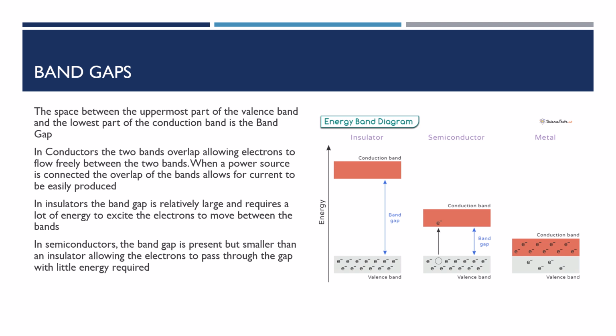However, in insulators, we can see that the band gap is actually quite large. It takes a lot of energy to excite an electron to bridge the gap. This is why if we connect a power source to an insulator, we generally do not have any current flowing. In semiconductors, however, we can see that the band gap is present, but it's relatively small compared to insulators. This requires a lot less energy to excite an electron to pass the band gap.